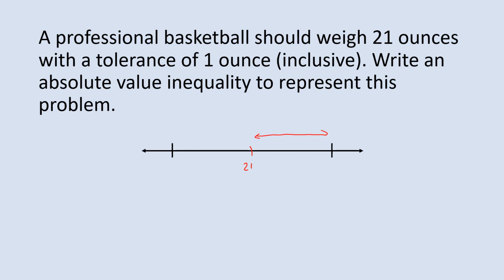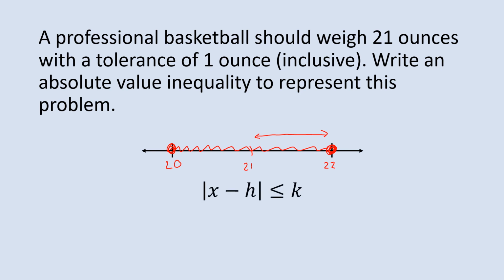The word inclusive means that it's all right if it weighs 22 ounces. Exclusive would mean that it's not okay. So in other words, these circles are going to be colored in. If we subtract 1 from 21, we'd be at 20, and the range of acceptable values is in between those two. So that's our graph.